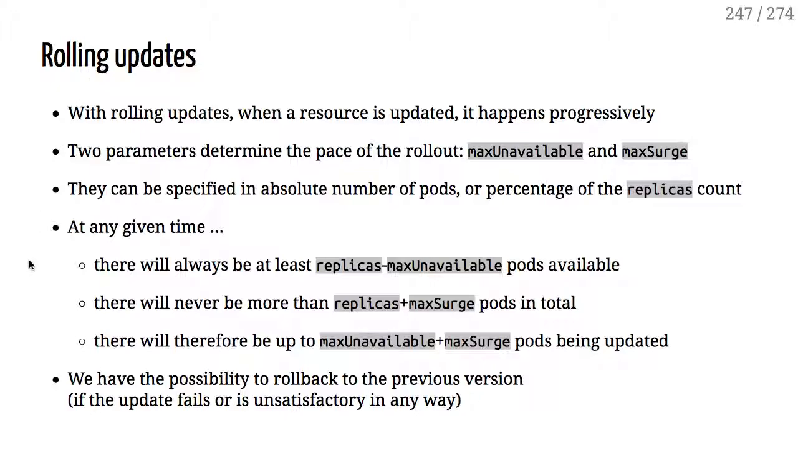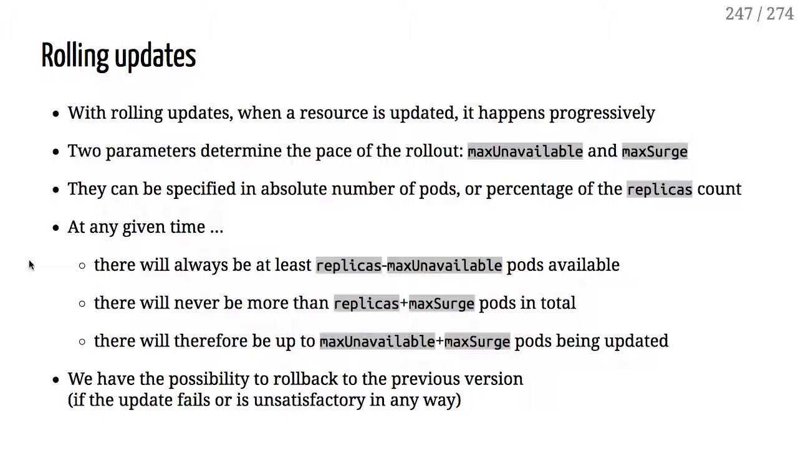Okay, so when you do a rolling update, you have two parameters that are important: max unavailable and max surge. Max unavailable means how many pods do I want to take offline during the update. So for instance, if I have 10 pods and I put max unavailable equals 1, it means it's going to shut down a pod, put the new version, and then when it's up, it's going to shut down another, etc., etc.